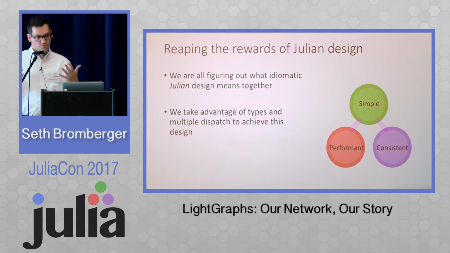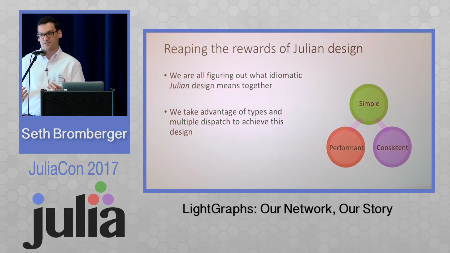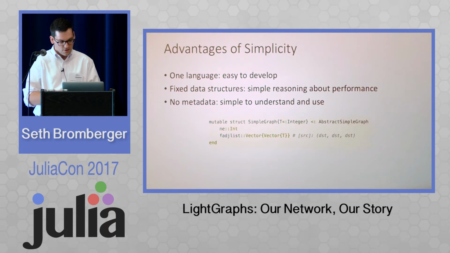The part I'm going to talk about now is how we're using specific features of Julia in order to do better on this graph analysis, graph data structure workload that we care about. And we're all, as the Julia community here, working together to figure out what is idiomatic design. How can we leverage multiple dispatch? How can we leverage the type system, in-place operations? There are some really nice conventions around modifying operations. We want to take advantage of all these features and do better for our graph data structures based on that. And we're always guided by these three principles: simplicity, performance, and consistency.